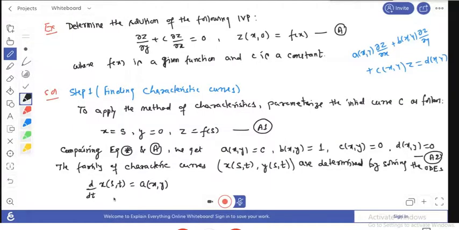Okay, so you have to solve this equation, where a of x, y equals c. And the second one is the ordinary differential equation dy over dt of this y of s, t equals the coefficient b, and here b is equal to 1. So you have to solve this equation and try to find the solution of x in terms of s, t, and y in terms of x, t.